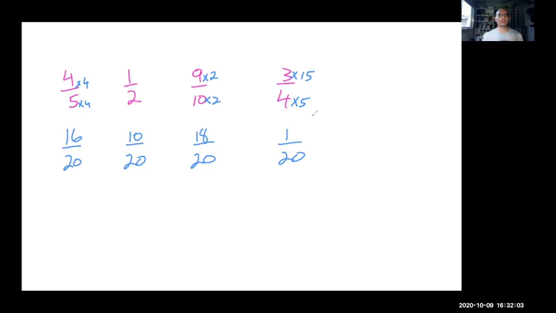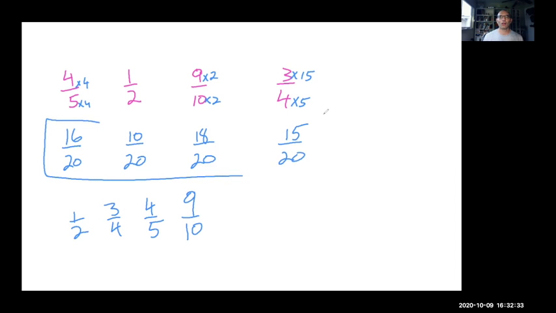Oh my gosh, now it's so easy to put these in order, right? What's the smallest one here? Okay, 10 over 20 is the smallest. So 10 over 20, it's 1/2. 1/2 is the smallest one, right? And then after that comes this one, 3/4, right? Because that's the next smallest one. After 15 over 20, oh, then we have 16 over 20, so now it's 4/5. And the last one is 18 over 20, which is 9/10. So now we just put them in order because we were able to have them all have the same denominator.